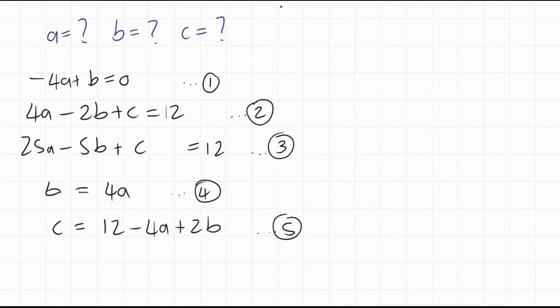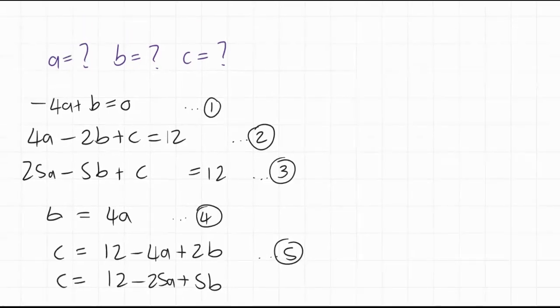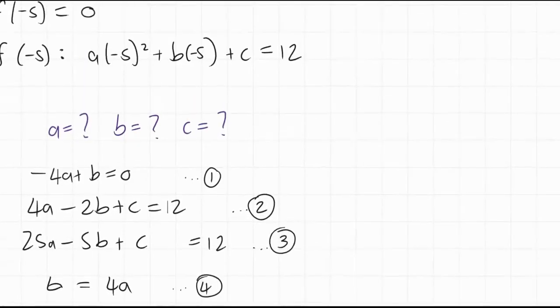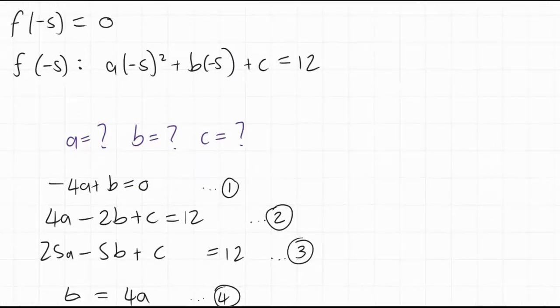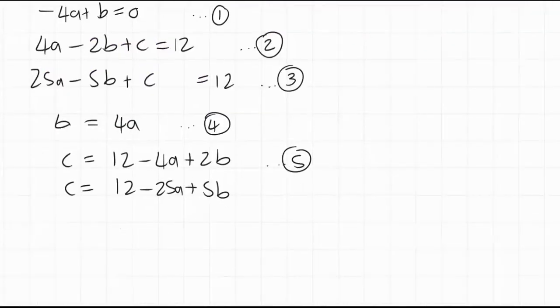We can do that with equation number 3. So C will be equal to 12 minus 25A plus 5B. Wait, this shouldn't be 12, this should be 0. Something's going on. Hang on. Oh, here we go. Here's my error. That wasn't equal to 12 at all. This was equal to 0. There we go. Good. Self-check.